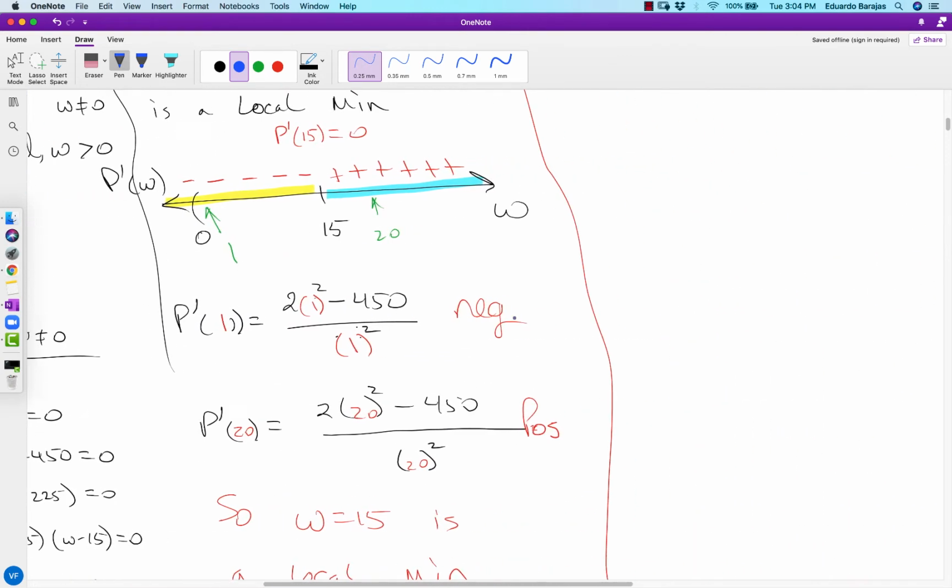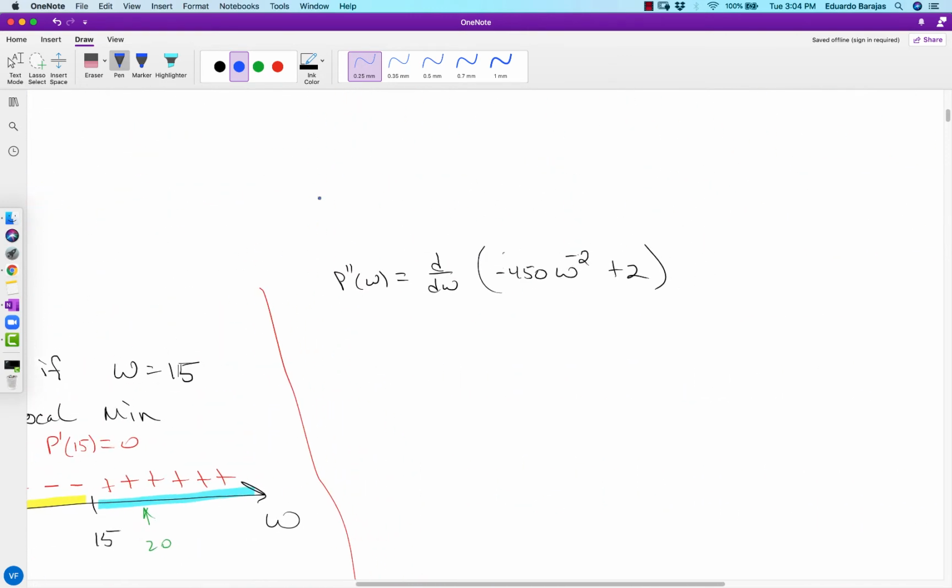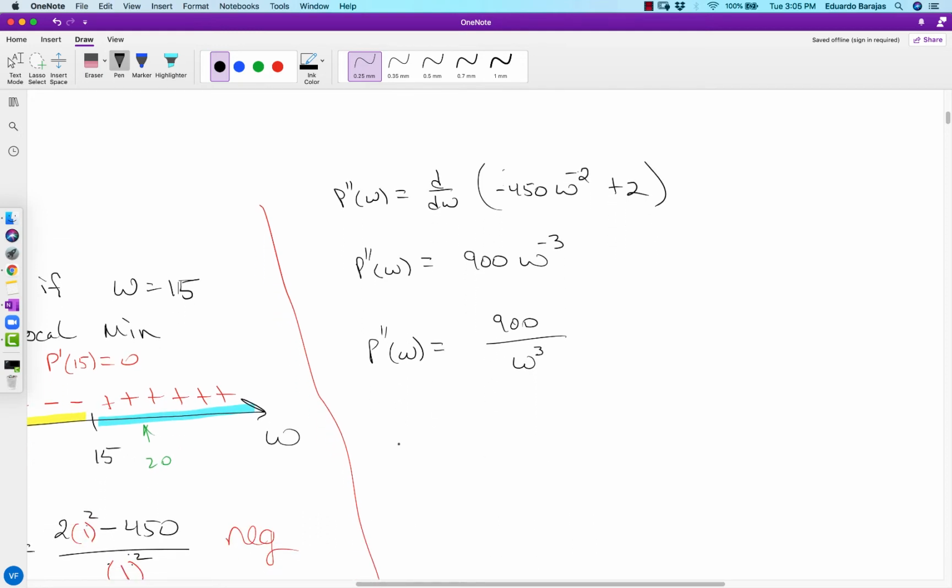Okay, so now we take that first derivative and we take a derivative of that. So we get that p double prime of w equals positive 900 w to the minus 3 power, and the derivative of 2 is just going to be 0. So the second derivative is equal to 900 divided by w to the power of 3. And now if we evaluate this second derivative at w equals 15, p double prime of 15 is going to be 900 divided by 15 cubed.